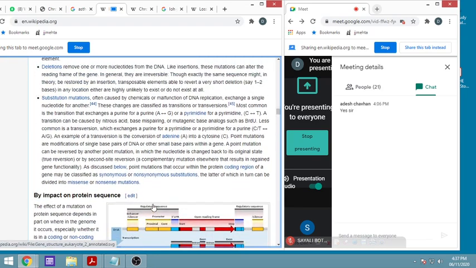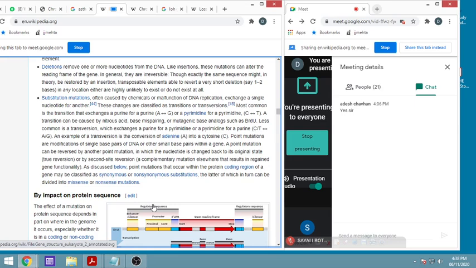Then substitution mutation: it is caused by chemicals or malfunction of DNA replication. Exchange of a single nucleotide for another will take place. These changes are classified as transitions or transversions. For example, a purine is exchanged for a purine, that is, instead of A, G is inserted, or for a pyrimidine, for cytosine, thymidine is inserted. It should have been C, but now it becomes T.